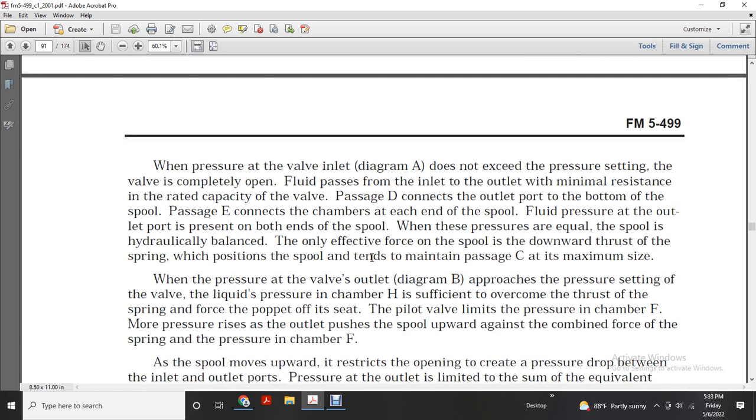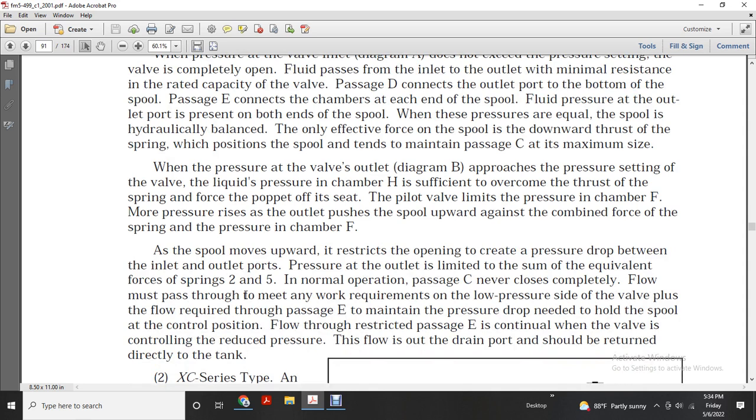When the pressure in the valve in diagram A does not exceed the pressure setting of the valve, the valve is completely open, with a fluid path from inlet to outlet with minimal resistance at the rated capacity of the valve. Passage G connects the outlet port with the bottom of the spool, and passage E connects the chamber at each end of the spool with the fluid pressure at the outlet port. With the pressures present at both ends of the spool equal, the spool is hydraulically balanced, and the only effective force on the spool is the downward thrust of the spring. The position of the spool tends to maintain passage C at the maximum.